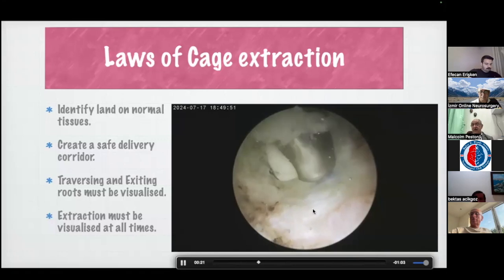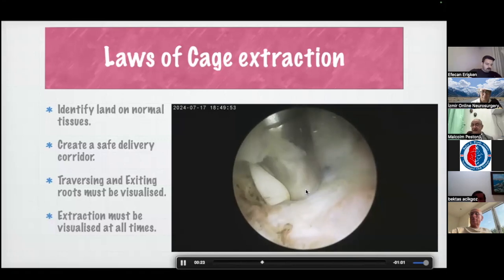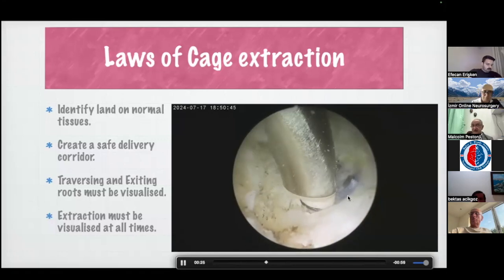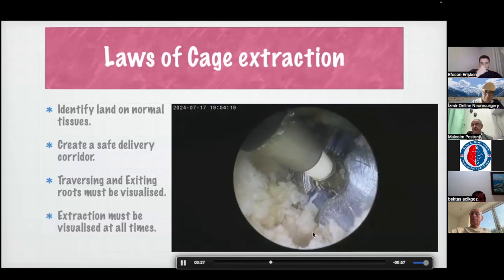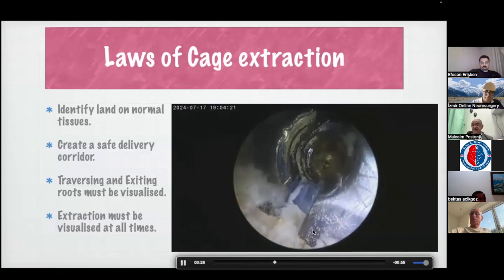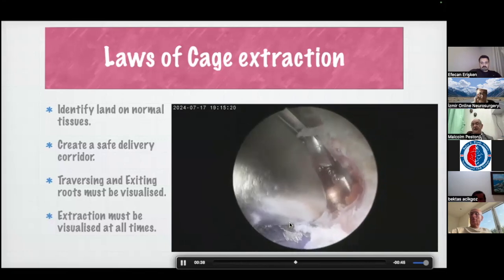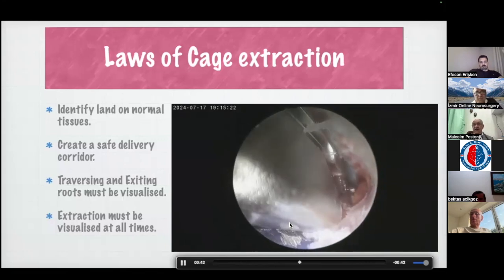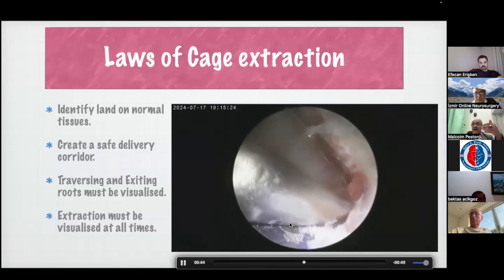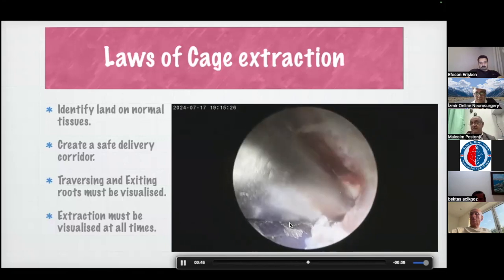After triangulating on the remnant of the lamina, I try and identify the cage inside the facetal corridor. Clean up the cage from inside, outside, so that I can get a grip on it. But I must see the dura, I must see the root. So I start removing the rest of the lamina. And then I start cutting around that cage in the direction of the exiting nerve root.